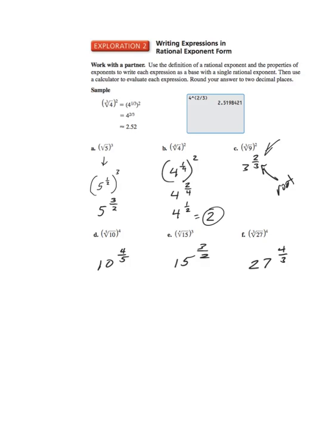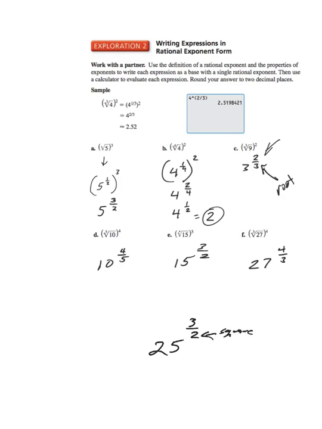See if you can figure this one out: 25 to the 3/2 power. That looks really weird, but let's do it. What does the 2 in the denominator mean, Tristan? It means square root.